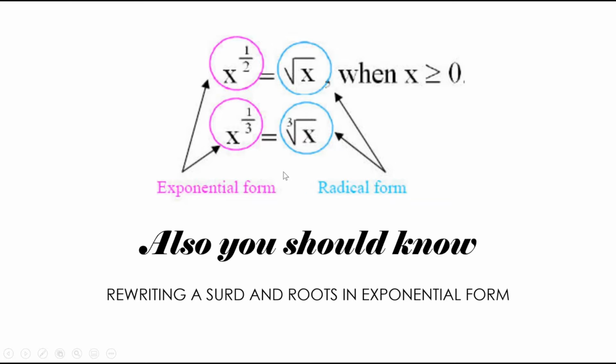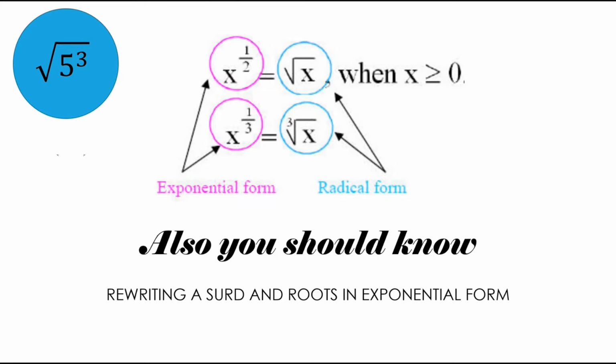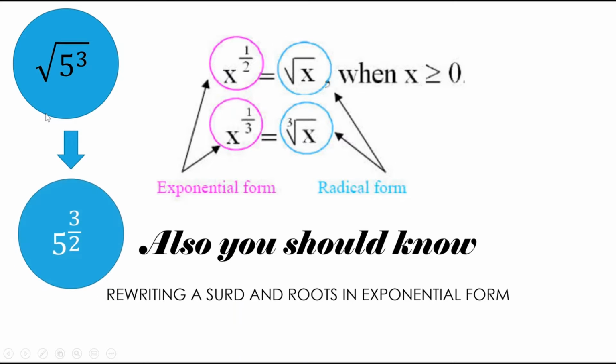We will see here, for example, the square root of 5 cube. This is the radical form, and you can transform this radical form to the exponential form as 5 to the power 3 divided by 2, as the power is 1 by 2 here.